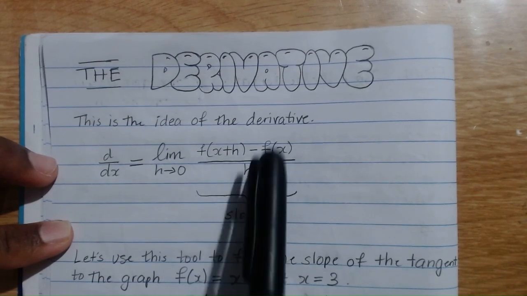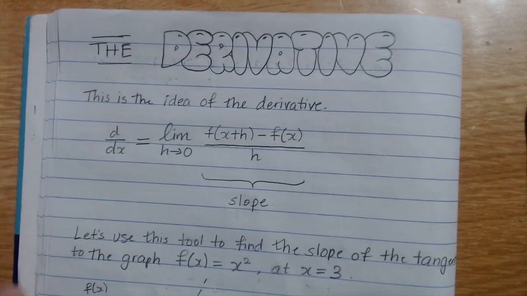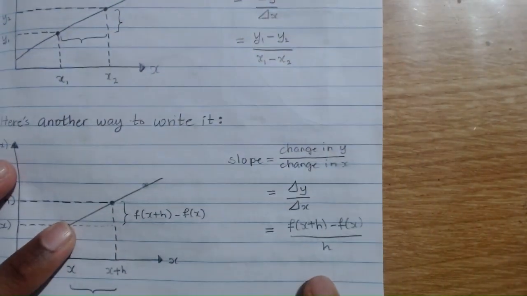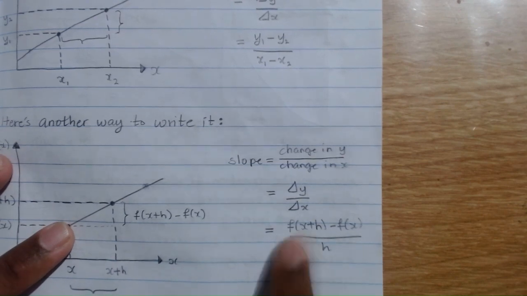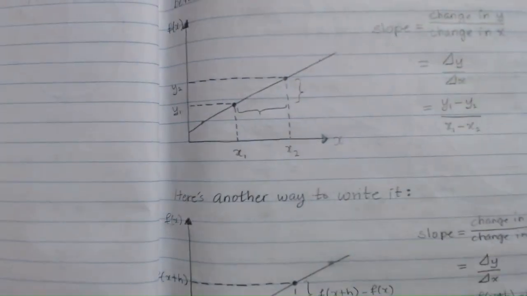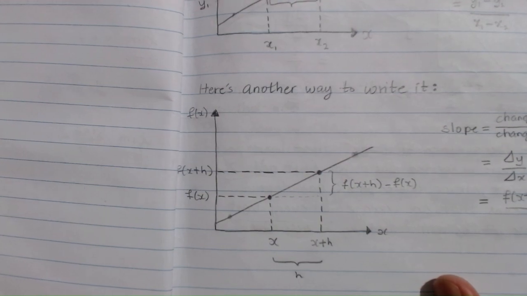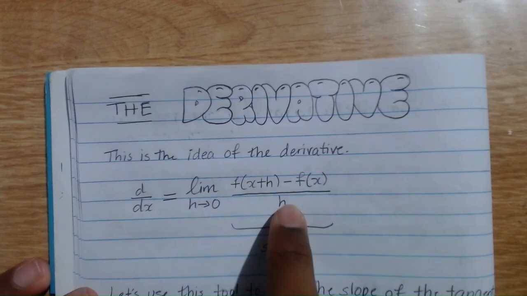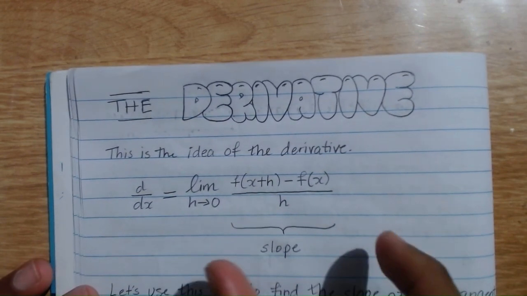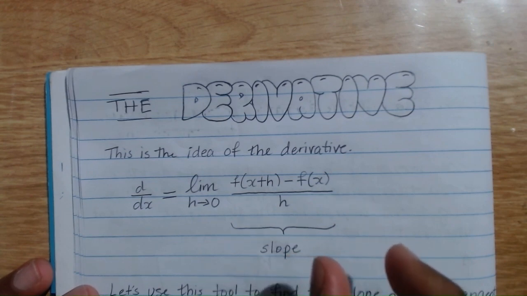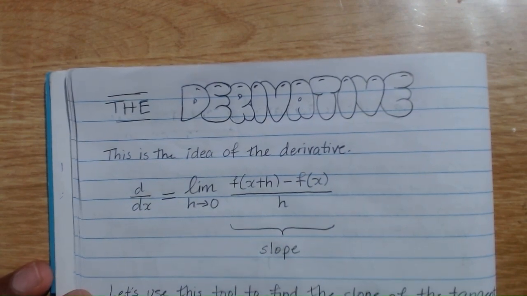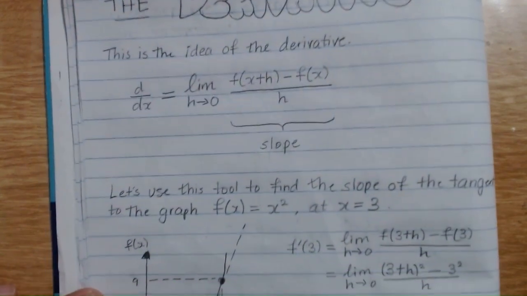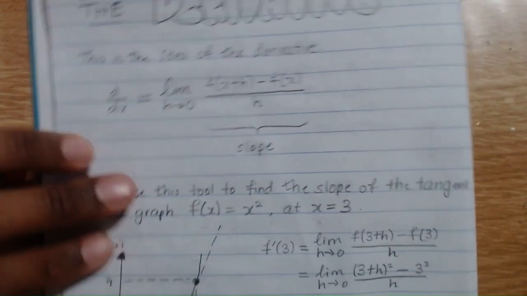And remember, this f of x plus h minus f of x over h is nothing but the slope. That's the same formula we got when we were going over the fundamentals of the slope, and that's the diagram for that formula. And what we're asking ourselves is, what happens to the slope as h approaches 0? So as the distance between the 2 points decreases, what happens to the slope of the secant between those 2 points? That's the main idea of the derivative. Now that's a lot of fancy notation.